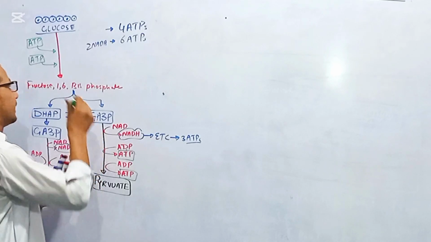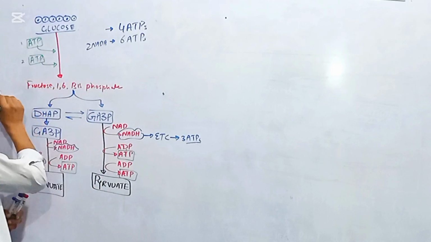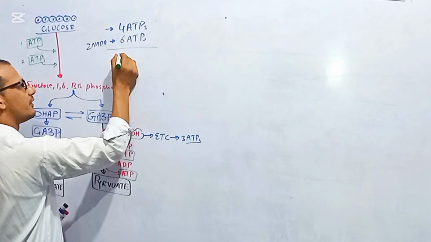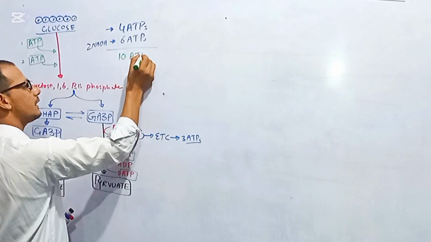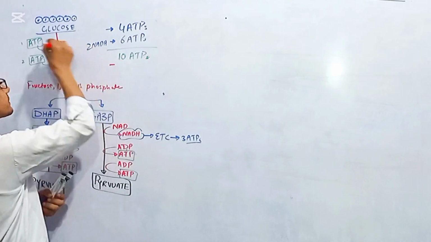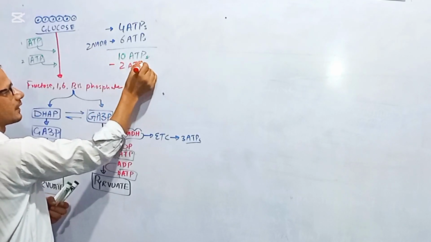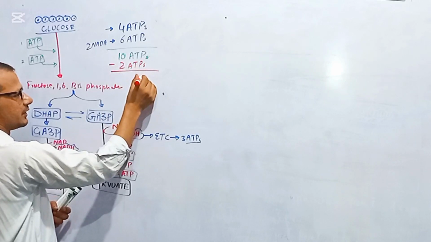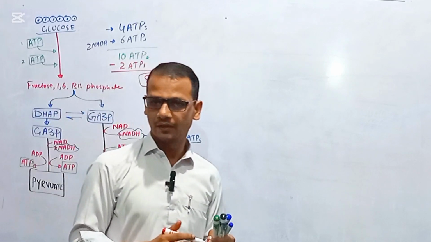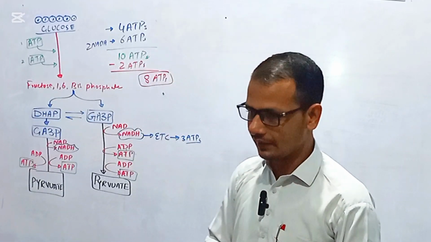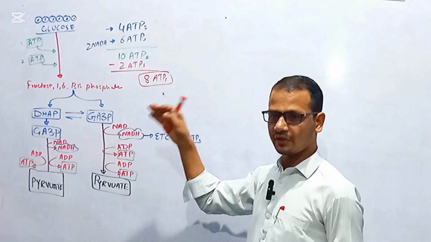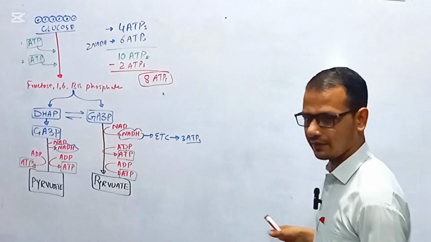Here how much energy is used? 2 ATPs. So the gross is 10 ATPs. We will subtract these 2 ATPs from the gross, and we will get the net ATPs, which is 8 ATPs. This is why I am discussing this. It is very important when we calculate all the energy production in aerobic respiration, right?